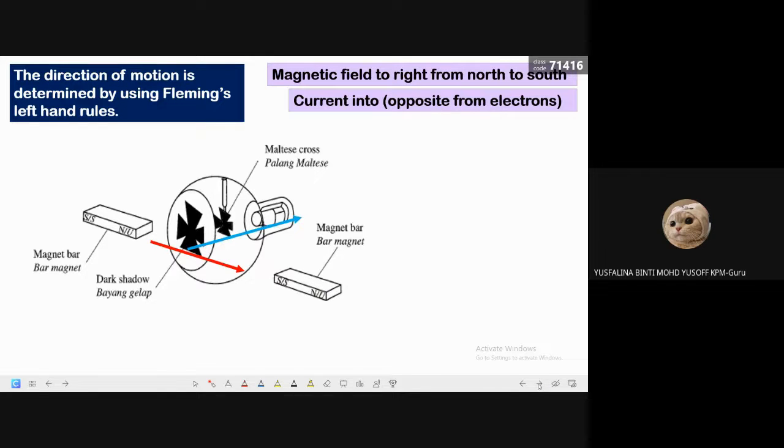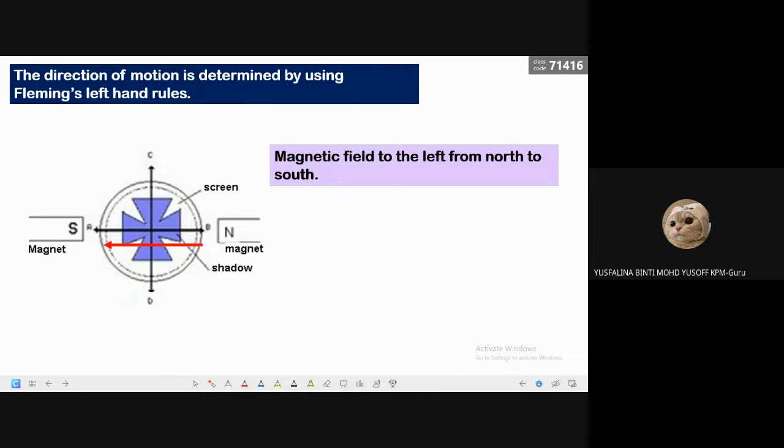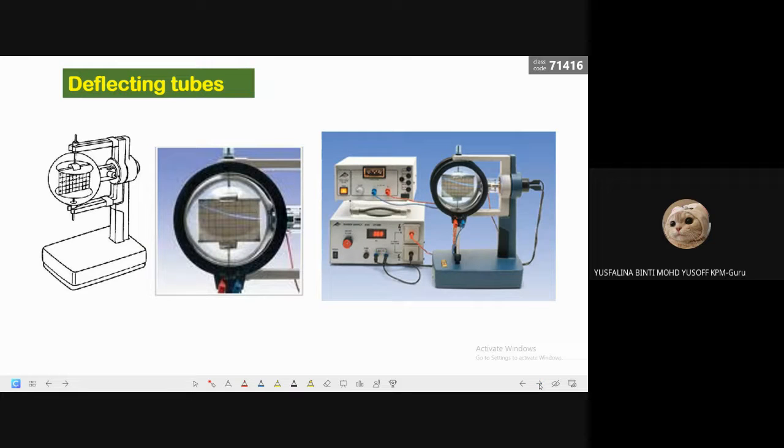Okay, this is another example. Shadow move downward. This one I show later in the class. Okay, deflecting tube. Now the first one, we have the cathode rays, right? That means they have the anode, the cathode, right? And then we have the filaments there. After that we add the Maltese cross. Then we add the fluorescent screen, right? Or we put the fluorescent screen there.